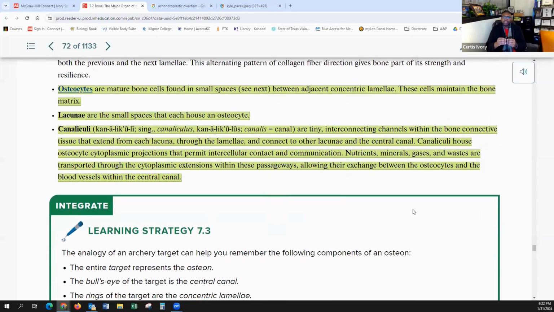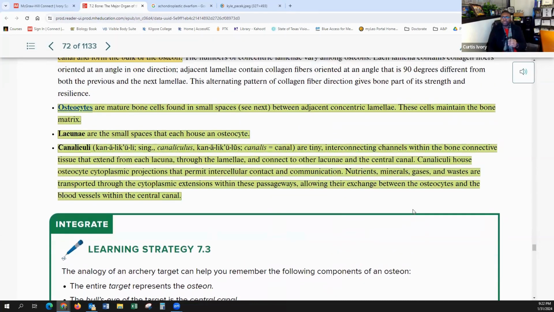And so the canaliculi, those little tunnels for its legs, allow nutrients and minerals and gases and waste to be transported through the cytoplasmic extensions, which is the formal way you should say that. You shouldn't say osteocyte legs, but that's what they kind of look like to me. But those are essentially cytoplasmic extensions that allow for things to pass through.